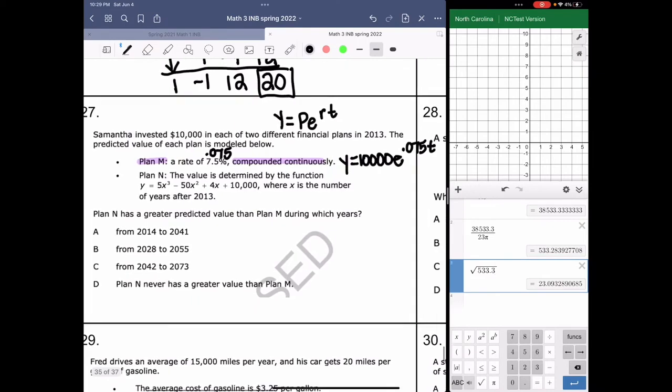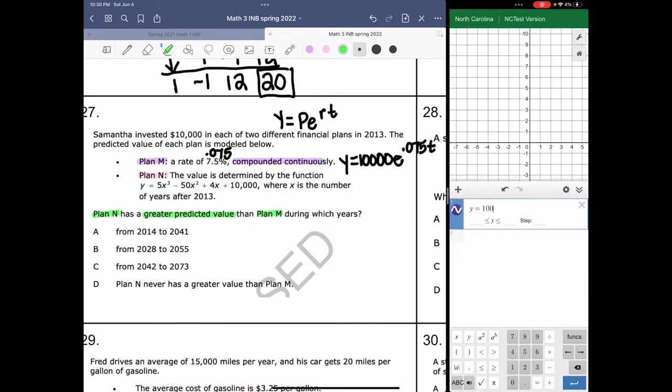Now, they give you plan N as well. It is given to you by a polynomial, and x is the number of years after 2013. So they want to know, when is plan N greater than the predicted value of plan M? So we got to figure out when is that greater. I recommend using Desmos here and looking at the graph. So you would put in both equations. So we have 10,000 e raised to 0.075x. Then we have y equals, and then we're going to put in the polynomial given.